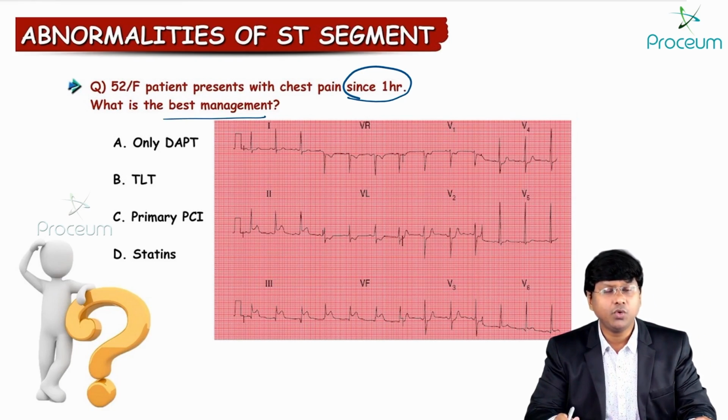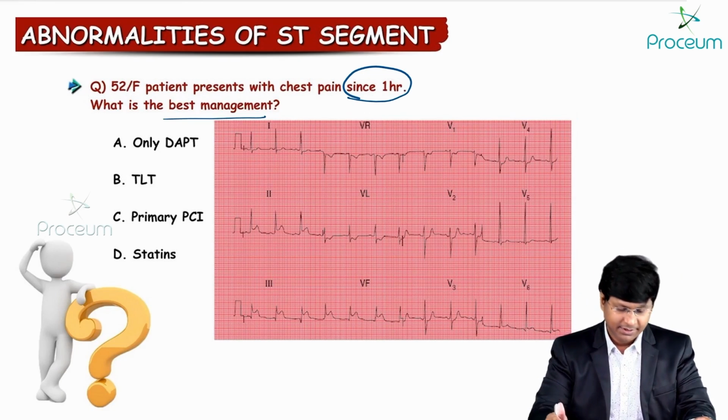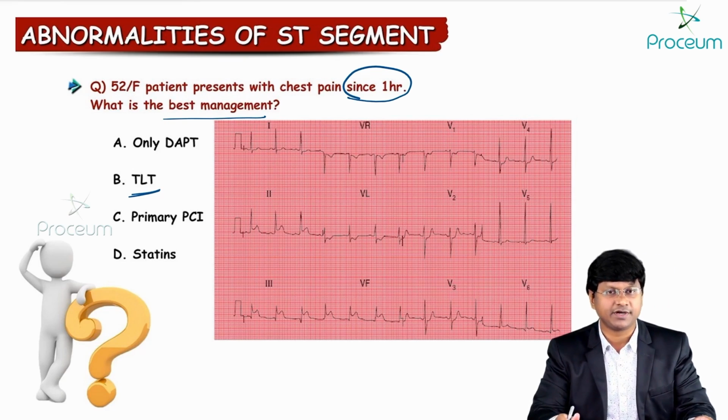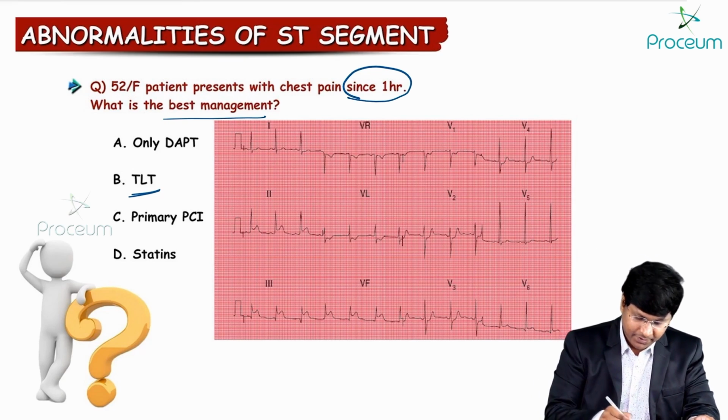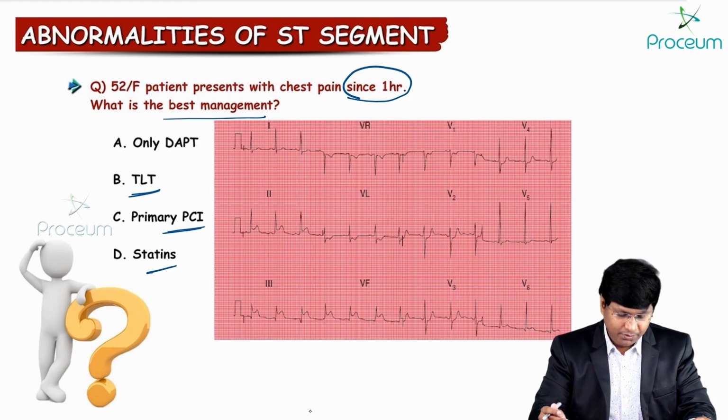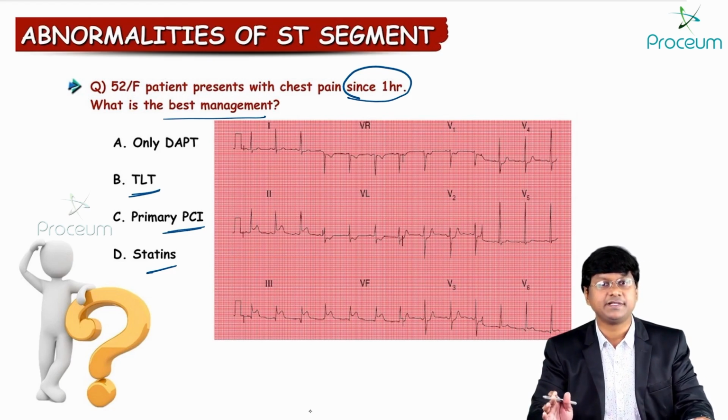Only DAPT, that is dual antiplatelet therapy. Thrombolysis, that is, with streptokinase or alteplase or reteplase or tenecteplase. Primary PCI and statins. So, what is the best management in this patient?